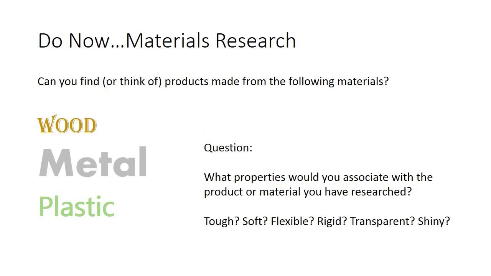At Heathcote we have lesson starters called Do Nows. Here we would like you to do some materials research. Can you find or think of products made from the following materials: wood, metal and plastic? Here's a question for you. What properties would you associate with the product or material you have researched? Is it tough, soft? Is it flexible, rigid, transparent, or is it shiny? Or can you think of another name to describe its property?